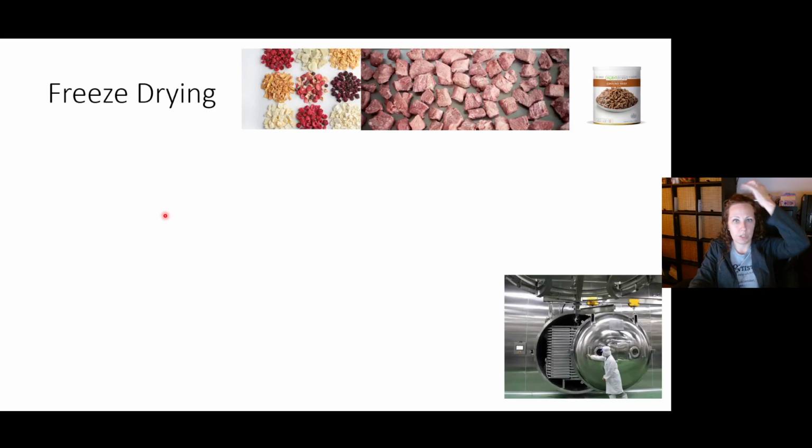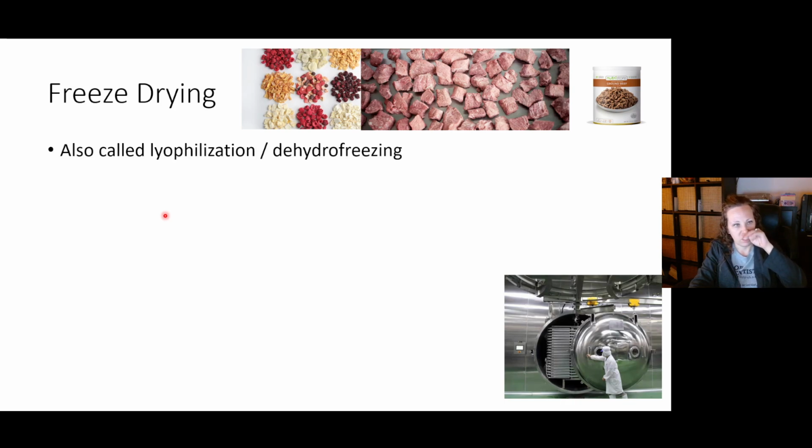And then finally, freeze drying. And so freeze drying is very similar to the vacuum drying method, except that the food is actually frozen when it's placed into this vacuum chamber. Okay, so a couple other words for freeze drying: lyophilization. Lyophilization is used quite often when you're talking about freeze drying for the pharmaceutical industry, and another word is dehydrofreezing. So you put those together: dehydrating, freezing, drying, freezing, right?